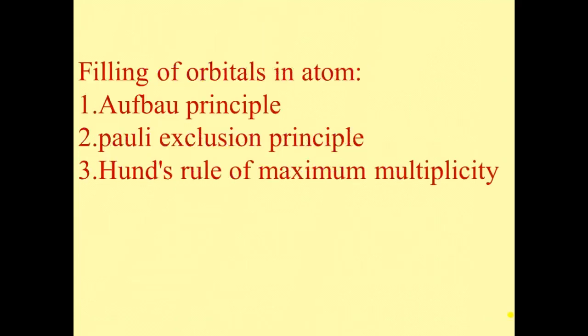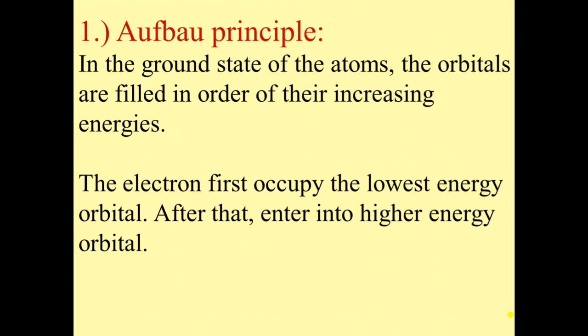So in an atom, orbitals are filled according to the Aufbau principle, Pauli exclusion principle, and Hund's rule of maximum multiplicity. According to the Aufbau principle, in the ground state of the atoms, the orbitals are filled in order of their increasing energies, and the energy can be determined by the value of n and l, that is, the principal quantum number and azimuthal quantum number. The electron first occupies the lowest energy orbital, after that enters into higher energy orbital.